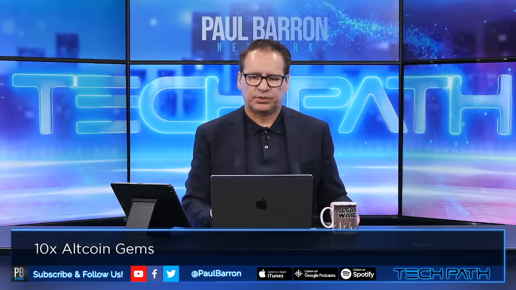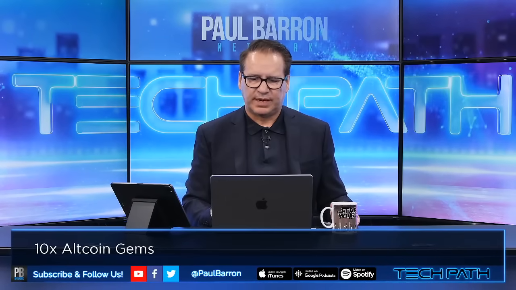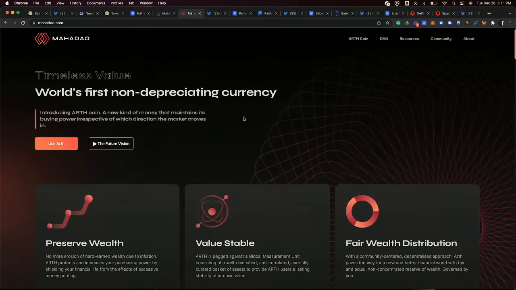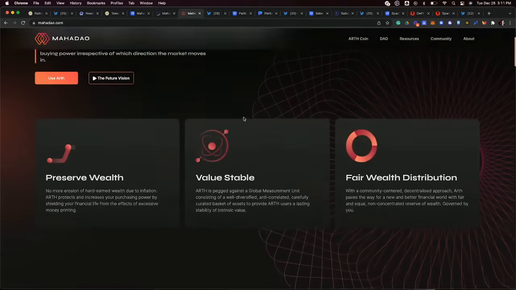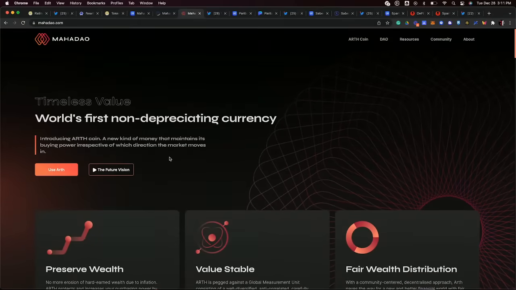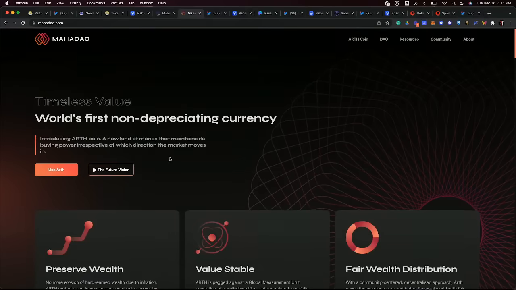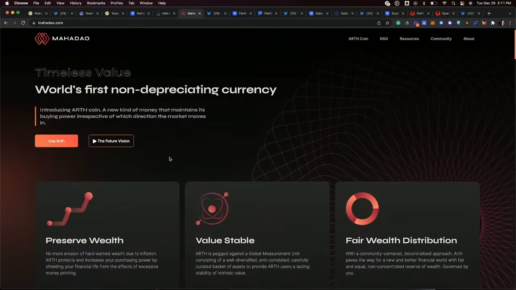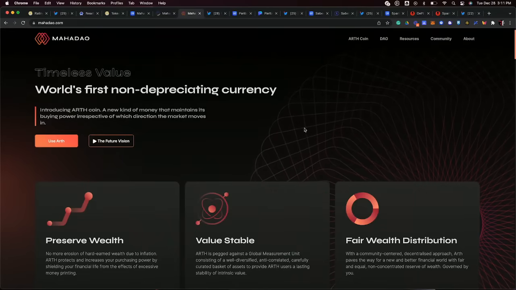So I want to talk about Maha Dao and jump to their website, and then we'll get into some of the elements around this. So they have this thing called an Altcoin, but the whole idea behind it is a concept of a kind of money that maintains its buying power regardless of where the market is going. Now, there's been a few projects out there that have tried to do this.